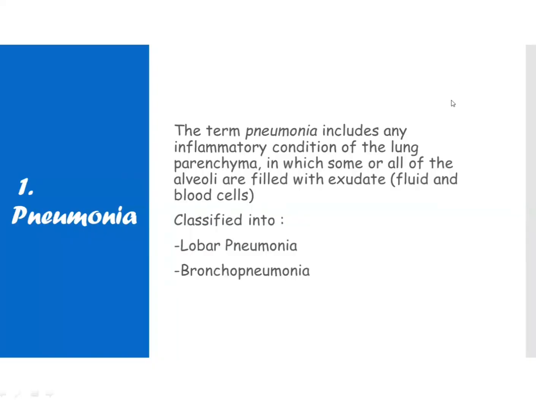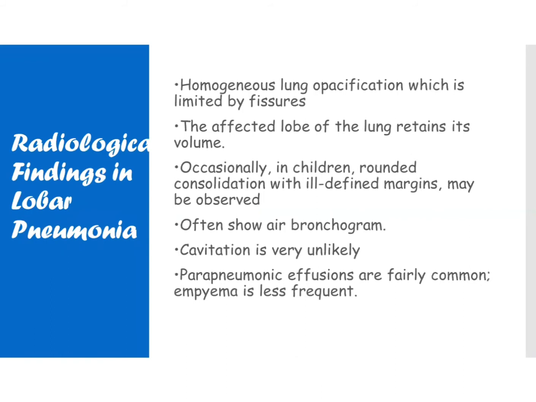Pneumonia includes an inflammatory condition of the lung parenchyma in which some or all of the alveoli are filled with exudate, which is basically fluid and blood cells. So pneumonia is classified into lobar pneumonia and bronchopneumonia. So what are the common radiological findings in lobar pneumonia?